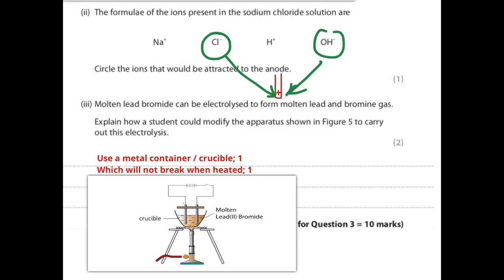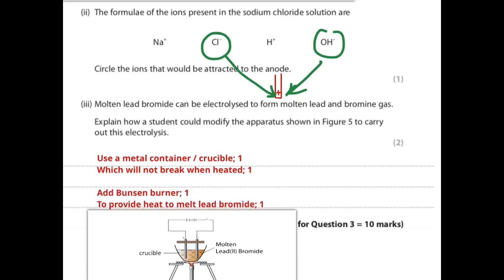This is a crucible, which will not break when heated. That's the explanation. And then add a Bunsen burner. That's what we change to provide heat to melt the lead bromide. Any one of these would get you 2 marks. You don't have to mention all of them.